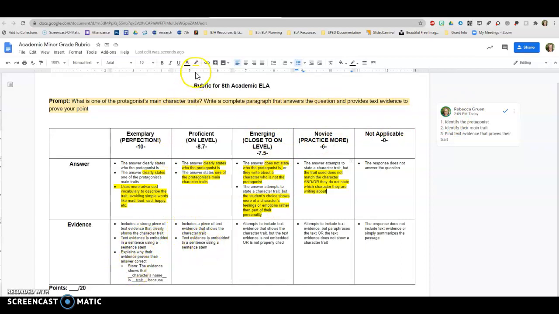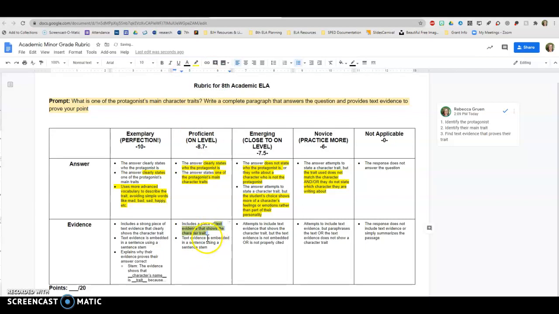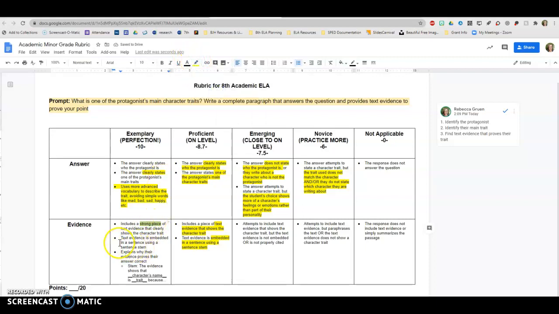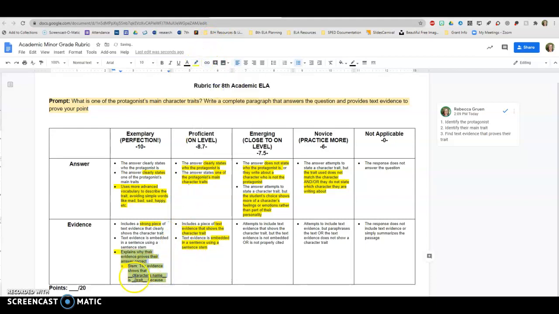When we are looking at our evidence, it includes a piece of text evidence that shows the character trait. Very good. The text evidence is embedded in a sentence using a sentence stem. Okay, I need to make sure I do that. When I go up to exemplary, a strong piece of text evidence. So that means I can't just use any old one. It has to be the best one. It's embedded in a sentence using a sentence stem, and it explains why their evidence proves their answer correct, and that gives me a sentence stem. So I might have to go kind of above and beyond what maybe I was even taught in class to show that I'm above and beyond what an 8th grader should do.